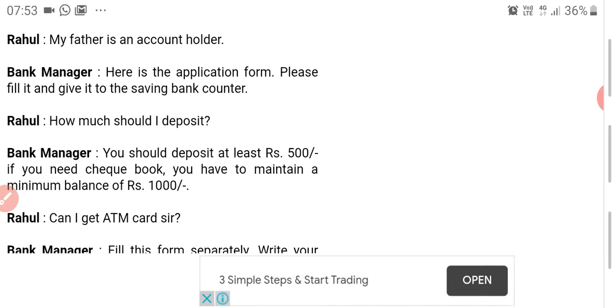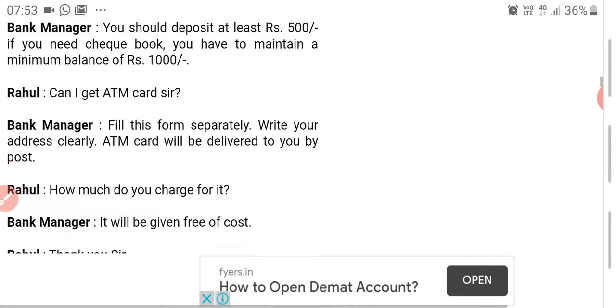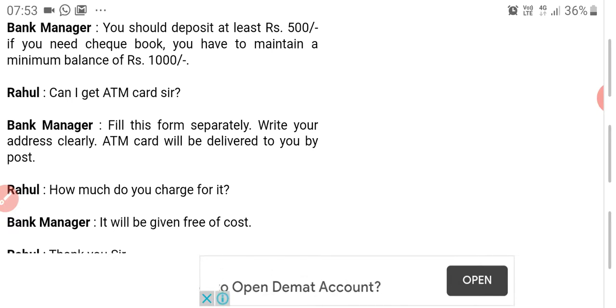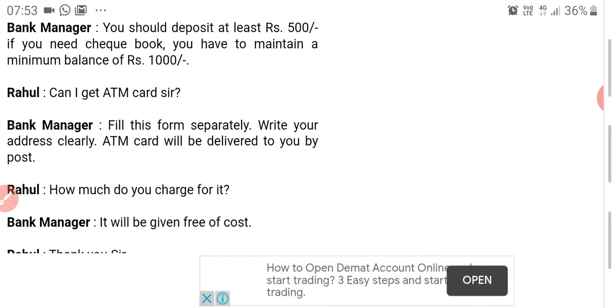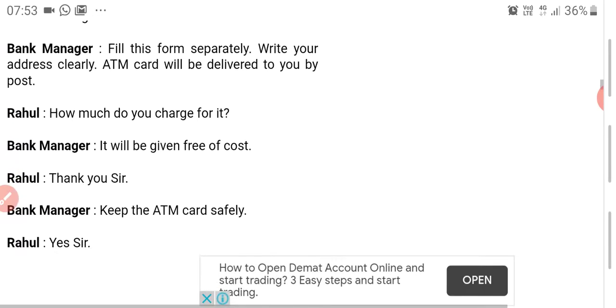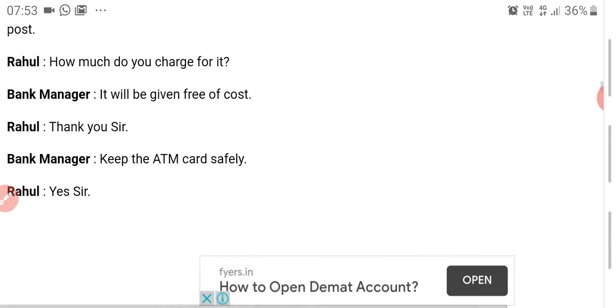You should deposit at least rupees 500 if you need a checkbook. You have to maintain a minimum balance of rupees 1000. Can I get an ATM card, sir? Fill this form separately. Write your address clearly. ATM card will be delivered to you by post. How much do you charge for it? It will be given free of cost. Thank you, sir. Keep the ATM card safely. Yes, sir, definitely.